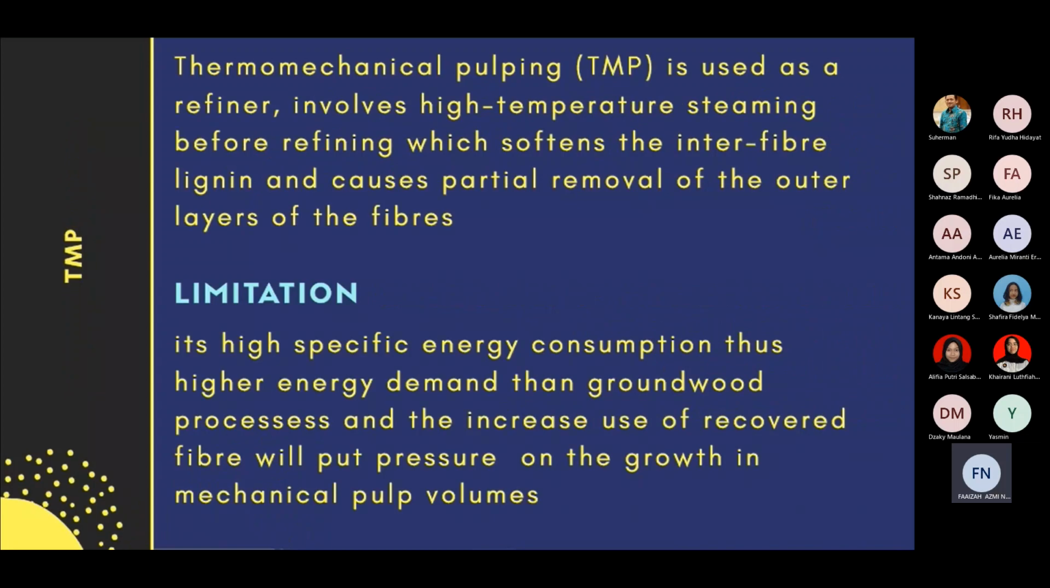Mechanical pulping. Thermomechanical pulping uses a refiner and involves high temperature steaming before refining, which softens the interfiber lignin and causes partial removal of the other layers of the fibers. The limitation of TMP is its high specific energy consumption, thus a higher energy demand than the groundwood process, and the increased use of recovered fiber will put pressure on the growth in mechanical pulp volumes.